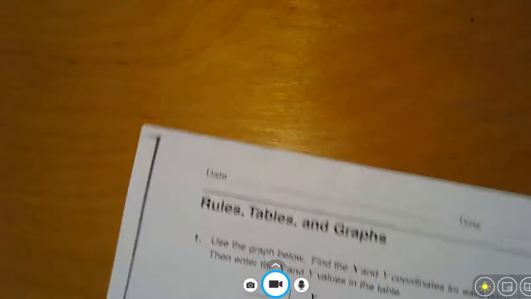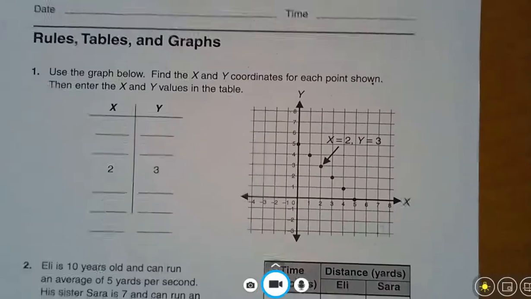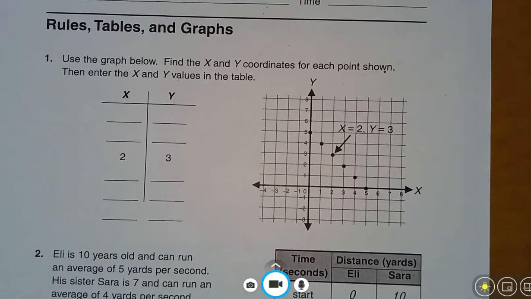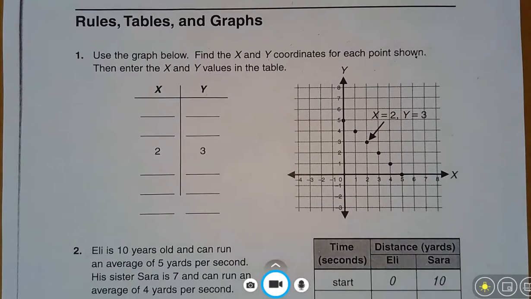All right, you have some graphs to begin working with here. We're going to stick a little bit in these couple of days before spring break to play with a little bit. So the first thing we need to do is just review what's expected of graphs. So the side that says rules, tables, and graphs.